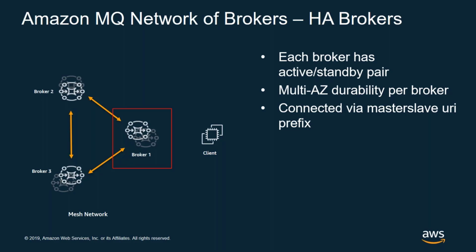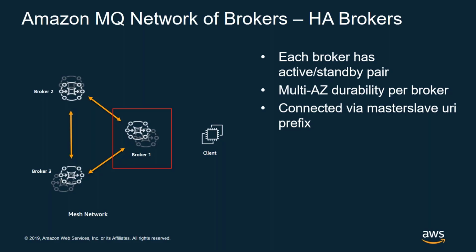If you choose to create a mesh network of active standby brokers, you will get a mesh of interconnected pairs of these types of brokers. And each pair is connected using a special URI prefix called the master slave URI, which informs the network of brokers to connect only to one master at each of the brokers. So it automatically connects to the right place using that master slave URI. If the master is not available and it's switched over, it connects to the slave broker as well.